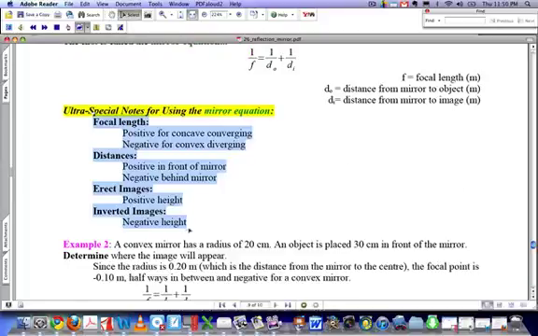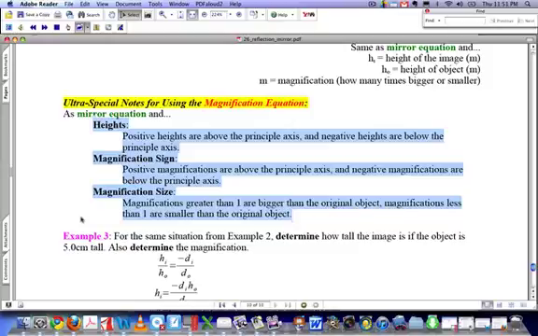The first set of those key elements are here with the mirror equation. So in particular, whether you're using a positive or negative value for concave, convex mirrors. Same thing for the distance, and then again, what a positive or negative value means for the image height. Second is the height magnification sign and magnification size.